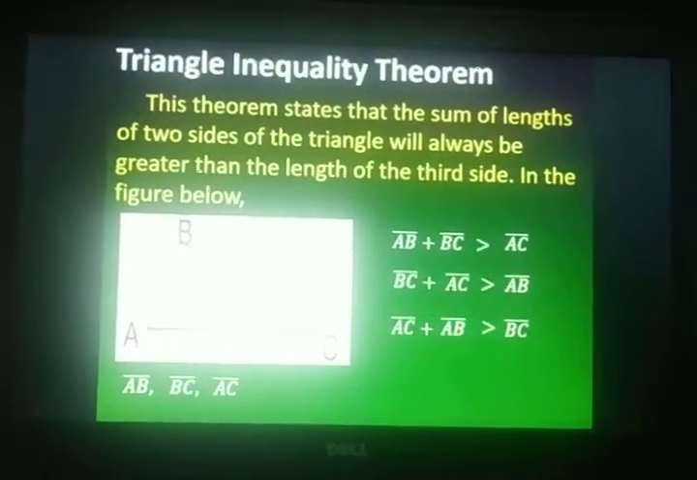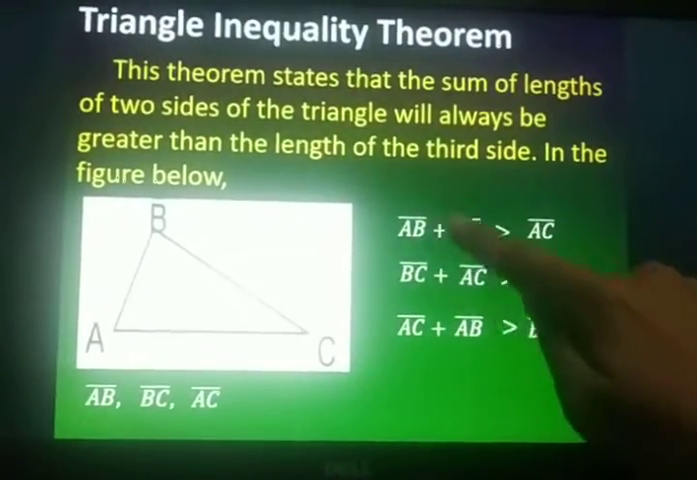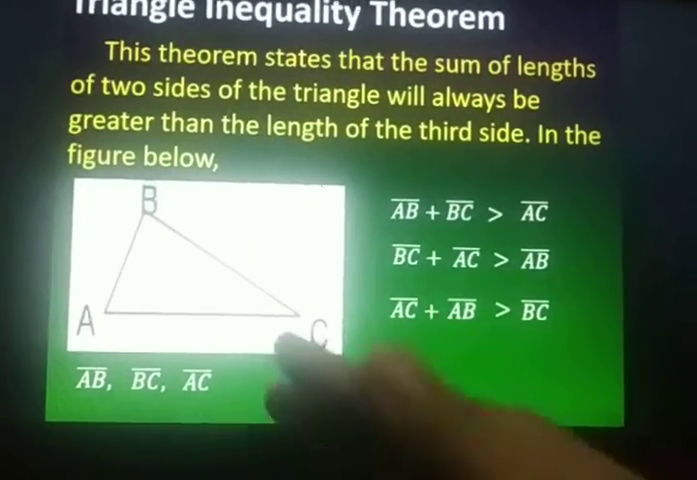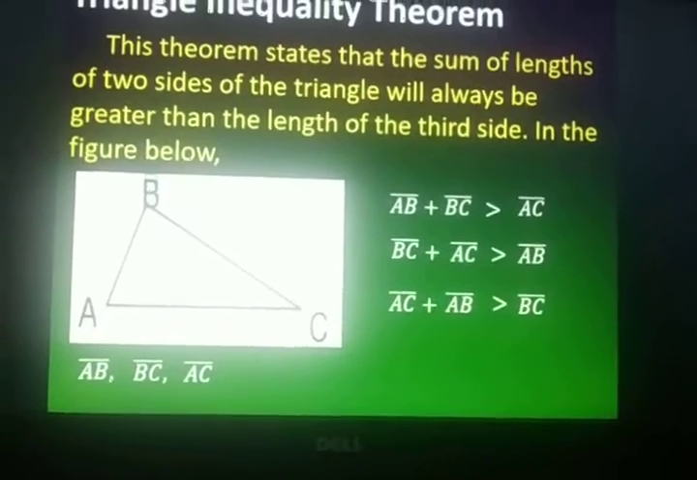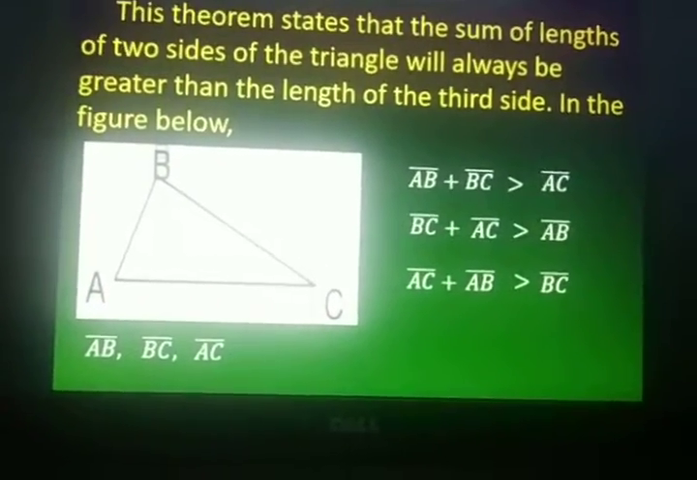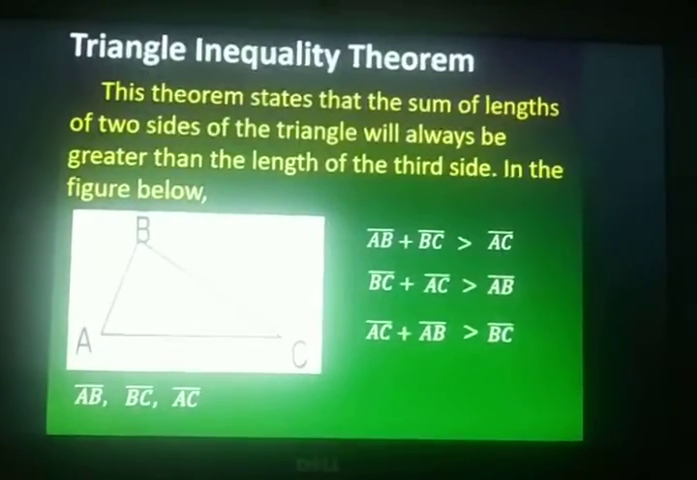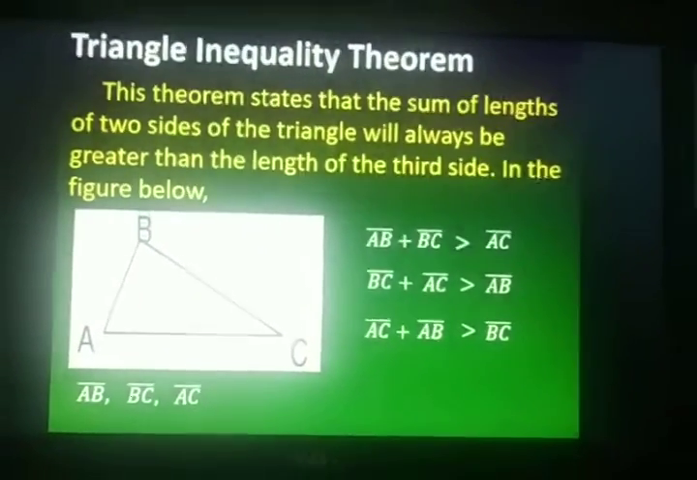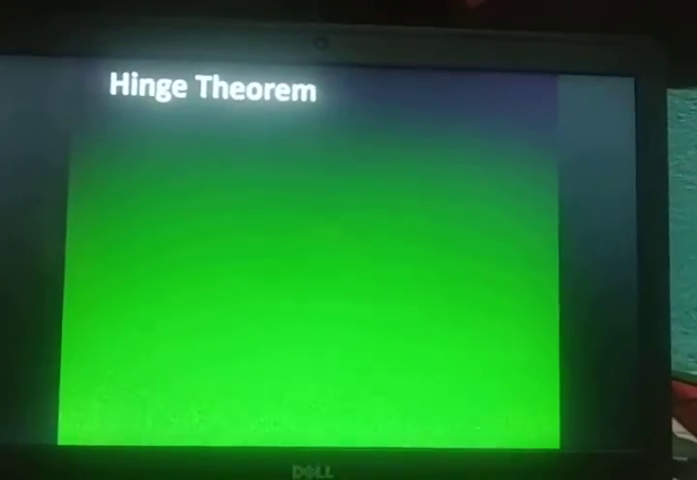Okay, if you do not follow that, if you add the two sides and it is not greater, and it turns out equal or less than, then you are referring to a figure that is not a triangle. All triangles must follow this description or property. That's the triangle inequality theorem. The sum of the two sides must always be greater than the length of the third side. That's the second theorem. Next, let's go to the third theorem entitled Hinge Theorem.